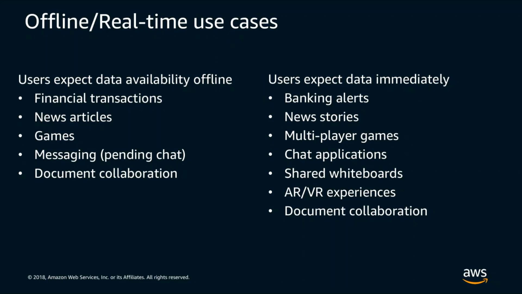So if you observe, there's some sort of a trend here, where we have apps where users expect the data to be available immediately, and apps where the users expect the data to be available offline, and there can be cases where there's almost zero transition between the two. So let's dive into what is GraphQL and see how AWS App Sync and GraphQL help you achieve these use cases.